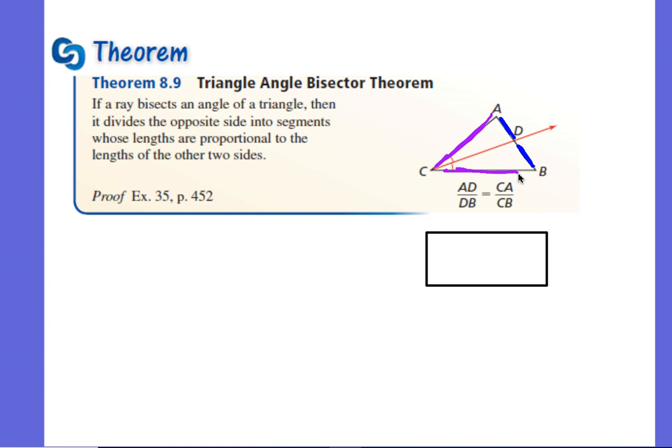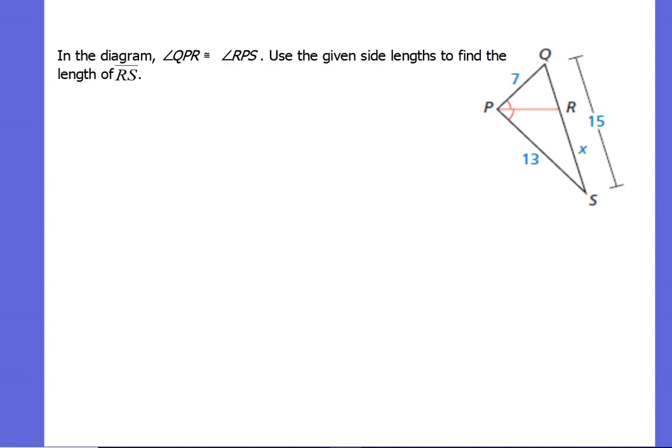So how does this work in application? Well, the triangle angle bisector theorem works in application in something similar to this. We first realize that QPR is congruent to RPS. That is key because it identifies that it's an angle bisector. Now that we know it's an angle bisector, it wants to know what the length of RS is.